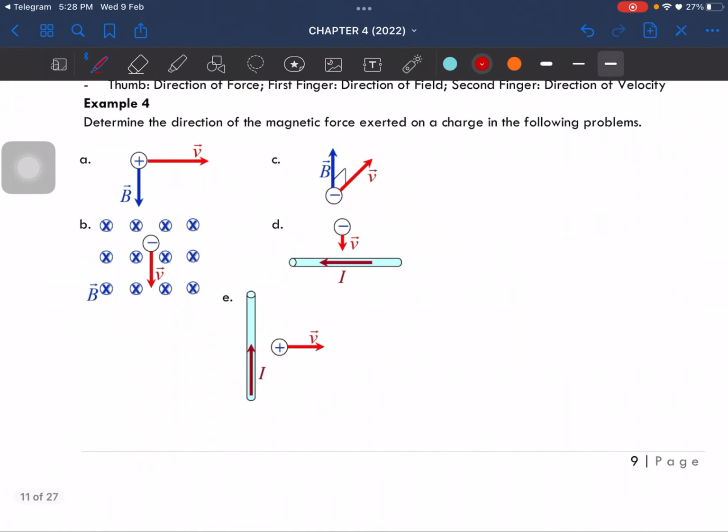Example 4, we have to determine the direction of the magnetic force exerted on the following problems. Okay, so for positive charge, we will be using our Fleming left hand rule, negative charge, Fleming right hand rule. Okay, so the first question, we will be using our left hand rule.